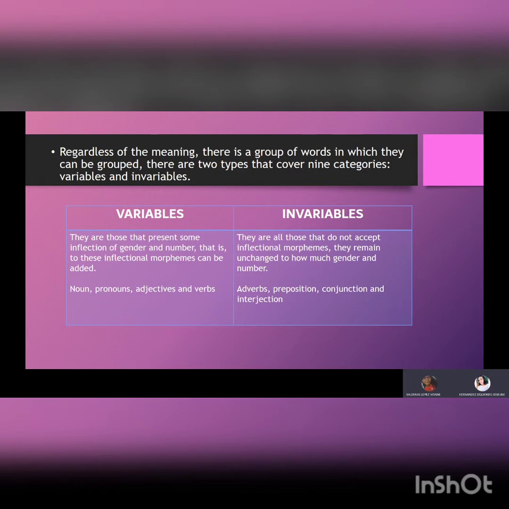There are two types that cover nine categories: variables and invariables. Variables are those that present some inflection of gender and number. That is, these inflectional morphemes can be added. For example, nouns, pronouns, adjectives, and verbs. And invariables are all those that don't accept inflectional morphemes. They remain unchanged in terms of gender and number. For example, adverb, preposition, conjunction, and interjection.